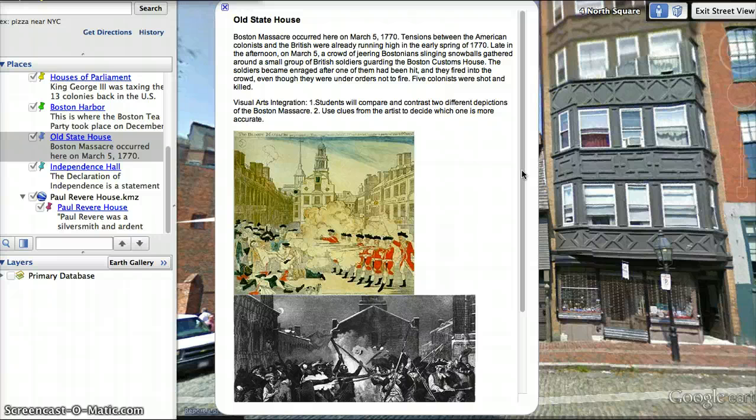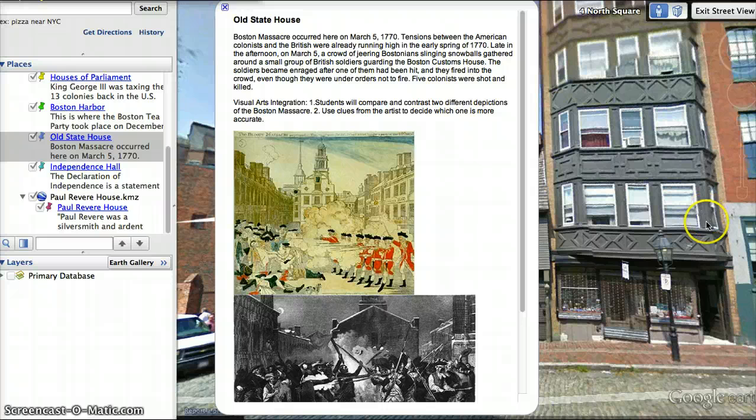Tensions between the American colonists and the British were already running high in the early spring of 1770. Late in the afternoon on March 5th, a crowd of jeering Bostonians slinging snowballs gathered around a small group of British soldiers guarding the Boston Customs House. The soldiers became enraged after one of them had been hit, and they fired into the crowd, even though they were under orders not to fire. 5 colonists were shot and killed.